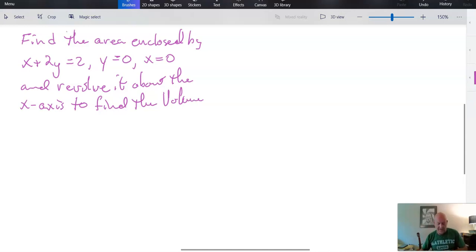So we want to revolve it around the x-axis and find the volume of the resulting shape. Okay, so we're going to need to figure out what these equations give us here. First, x plus 2y equals 2. If I plug in 0 for x, I see the y-intercept has to be 1. So this is 1. If I make y 0, the x-intercept is 2. So that's at 2, and that's enough to graph my line.